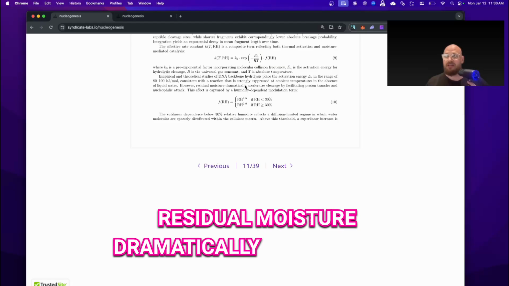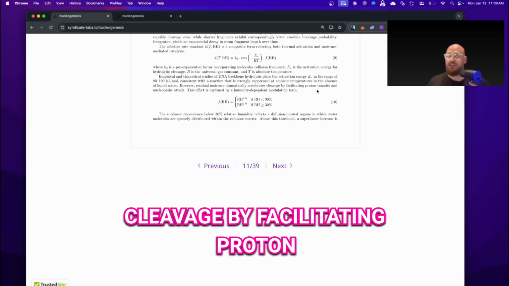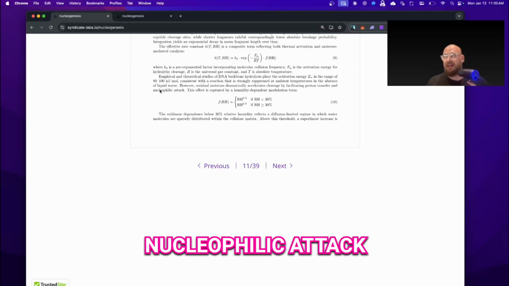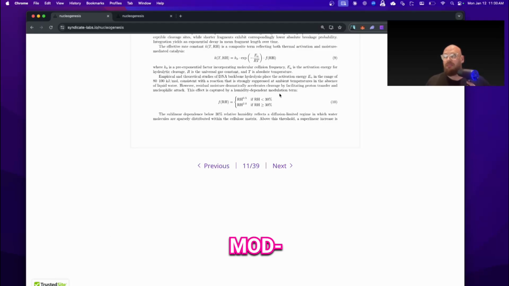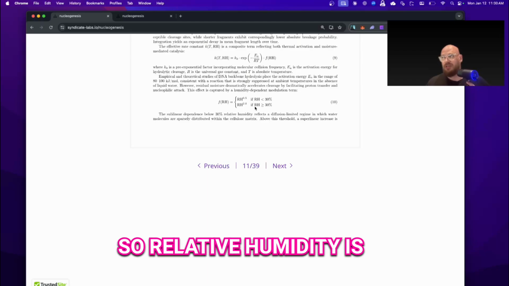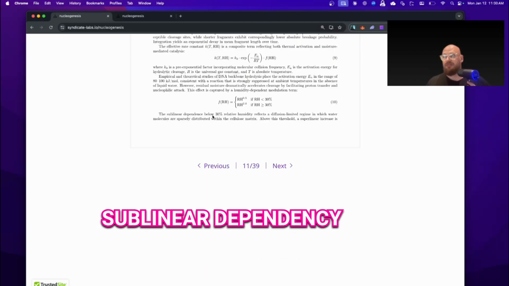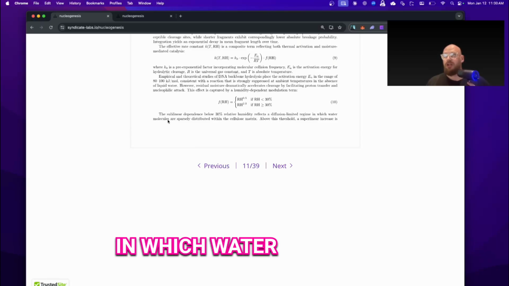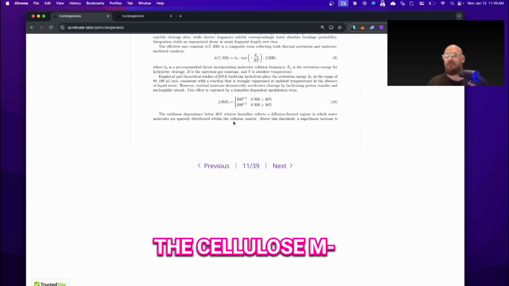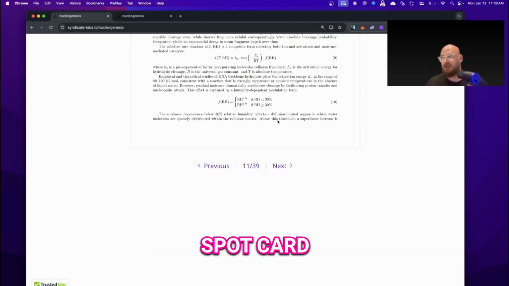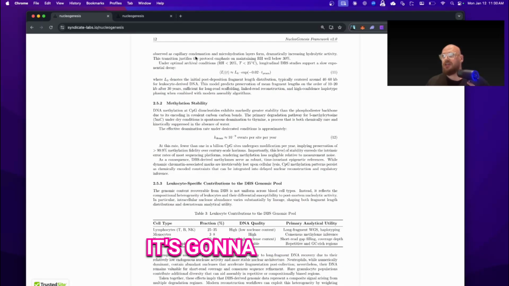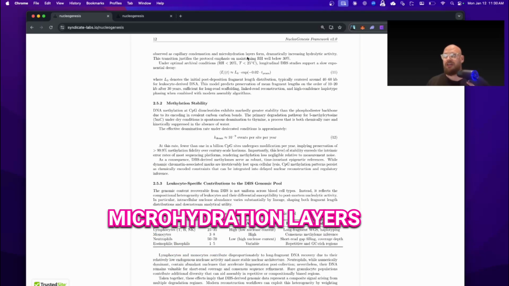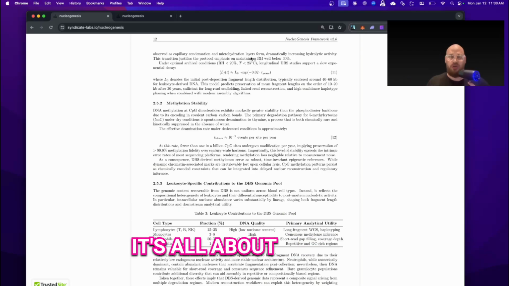However, residual moisture dramatically accelerates cleavage by facilitating proton transfer and nucleophilic attack. This effect is captured by the humidity-dependent modulation, which is here. Relative humidity is RH right here. The sublinear dependency below 30% relative humidity reflects a diffusion-limited regimen in which water molecules are sparsely distributed within the cellulose matrix of the dried blood spot card. We're moving on to the next page, which observes capillary condensation and microhydration layers and how they form. So basically it's all about moisture. You dry it out in the dried blood spot, and then the residual moisture from humidity is what you're controlling for.